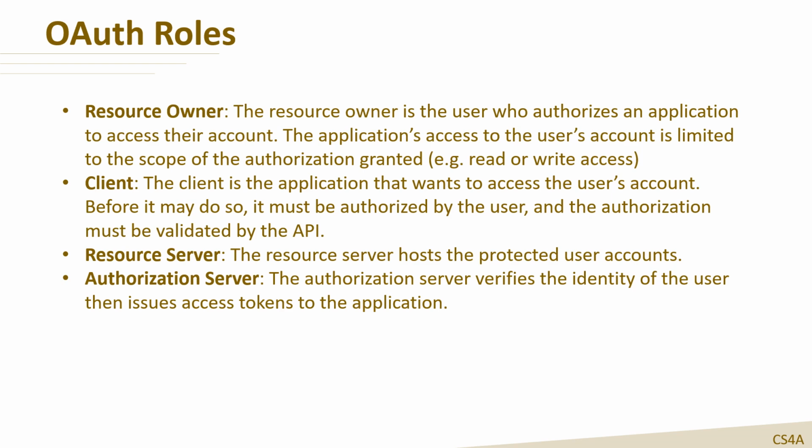The client is the application that wants to access the user account. This is the client application which wants to access the identity for this authorization. The resource server is a host that contains the user accounts and identity information details. The authorization server is a validation server which verifies the identity of users and issues an access token to the application. We'll see much more detail about the roles in the coming slides.